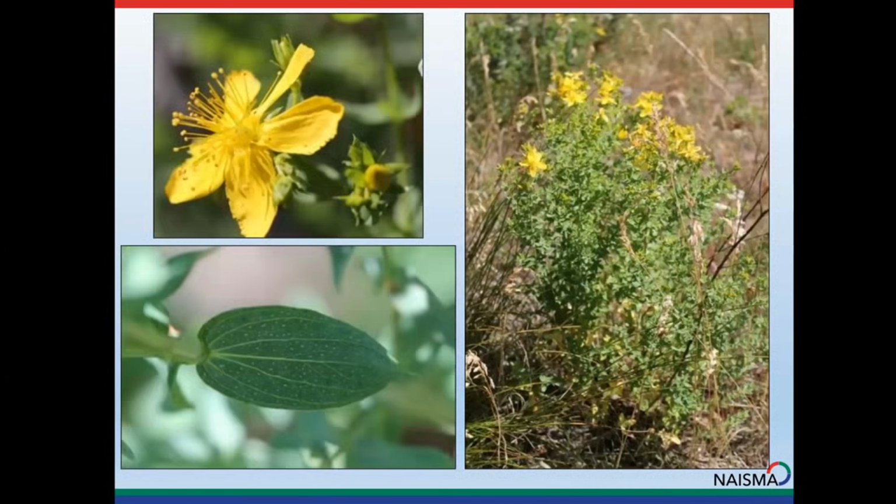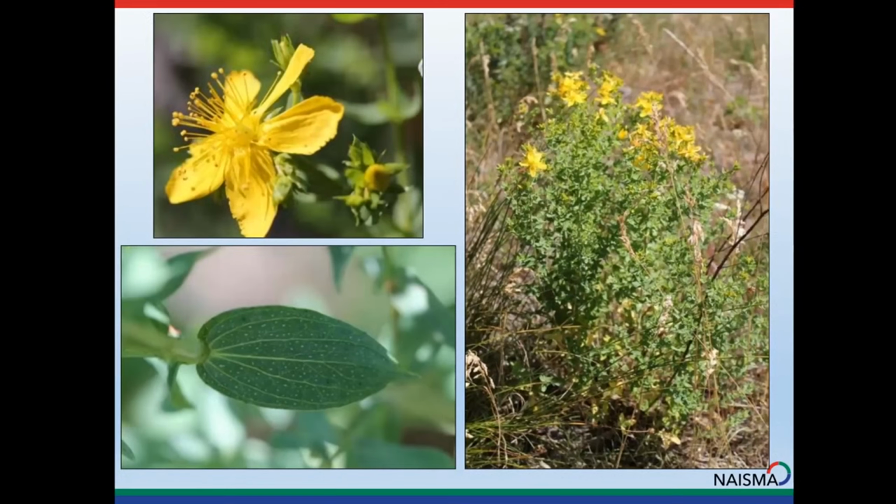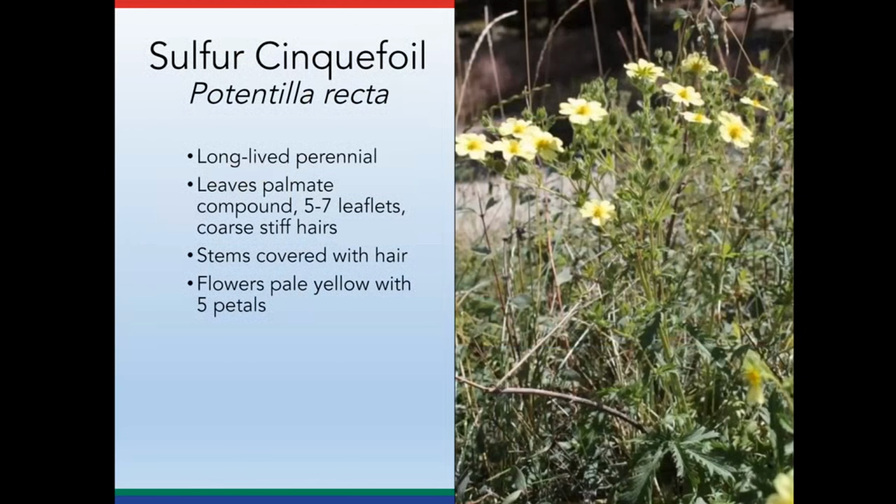So here you can see a close-up of the flower with the bright yellow flowers and the numerous stamens. You can see, when I was talking about the little holes in the leaf, those are very apparent in that picture, and in hand when you see it out. And it's more of a subshrub or a bushy species. It can have single stems, but it can grow quite thick. So that is common St. John's wort. Now we move to sulfur cinquefoil.